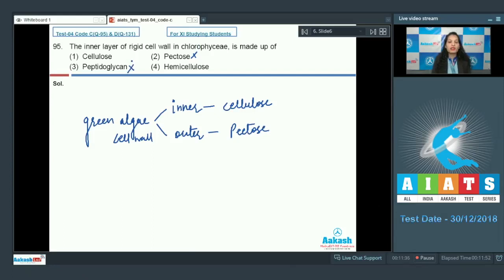Peptidoglycan, no. Peptidoglycan is an important constituent of the bacterial cell walls, not of the plant or the algal cell walls. Hemicellulose, no. Hemicellulose can be seen in the cell wall of the higher plants, not in the cell wall of the algae. So the correct option for the given question is option number 1. Let's move on to the next question.